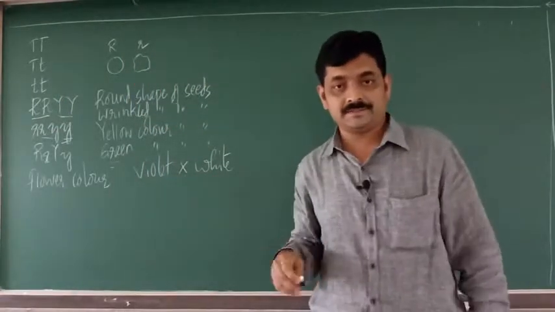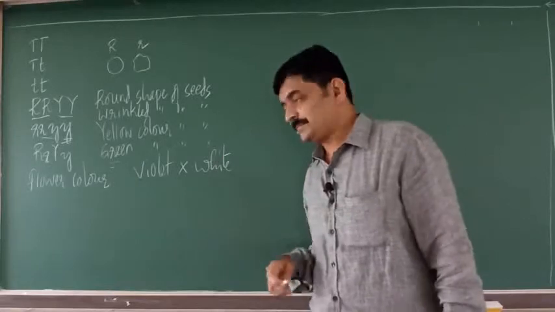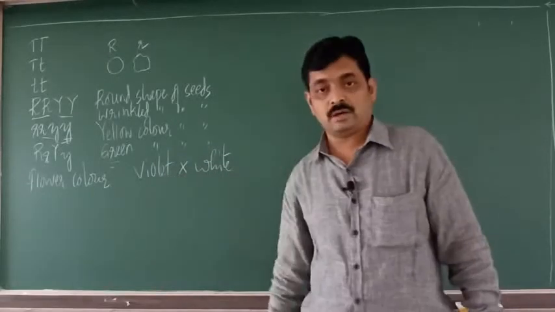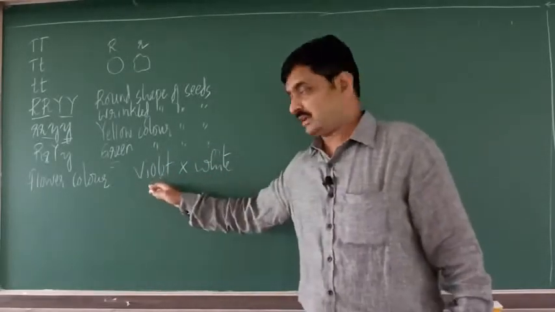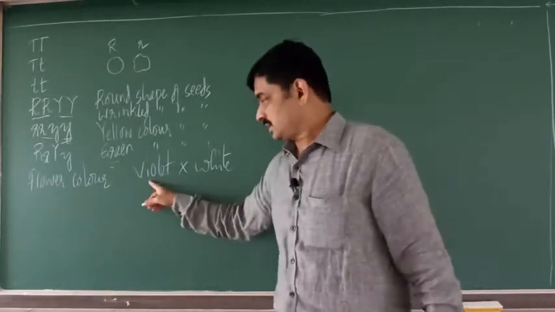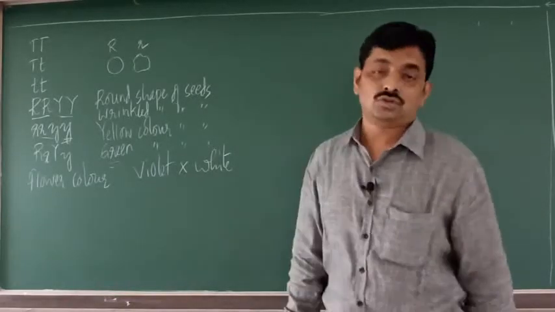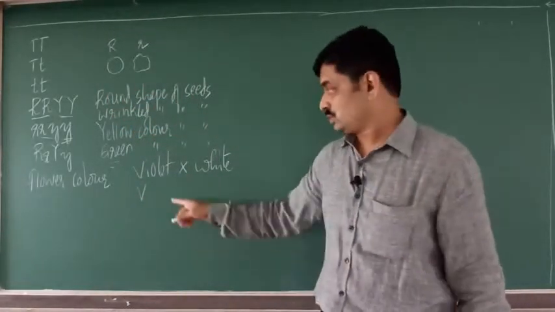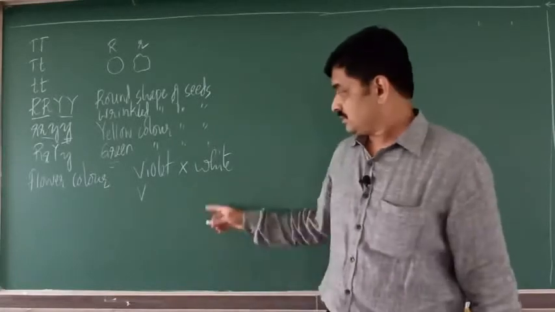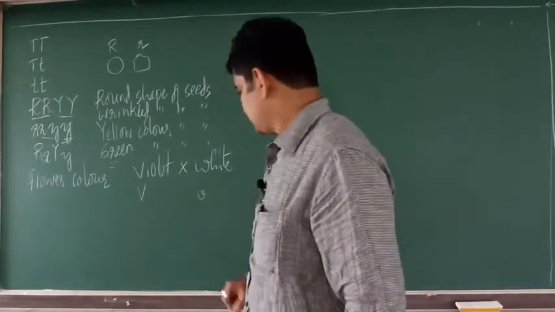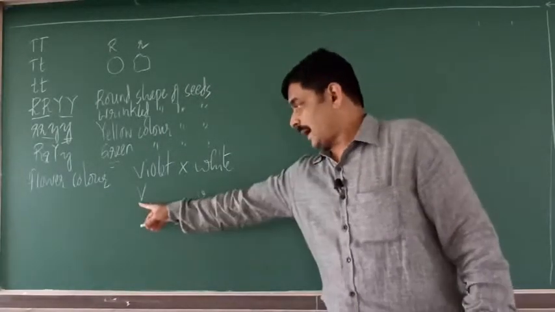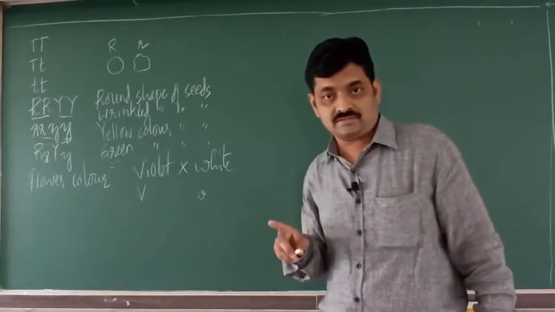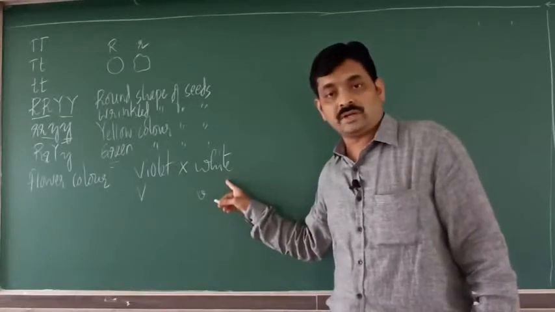Violet and white is a pair of contrasting characters with respect to flower color. Violet color of the flowers and white color of the flowers. This is the dominant character and this is the recessive character. So what should the genes be here? Capital V is the gene that controls violet color of the flowers. What about white? White is controlled by small v. So capital V is the dominant gene for violet color, and small v is the recessive gene for white color.